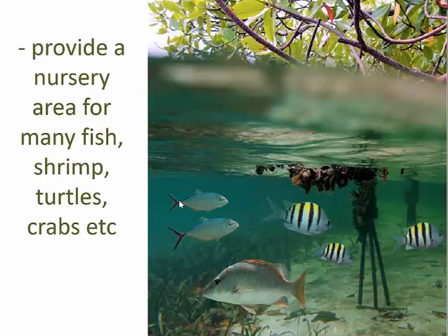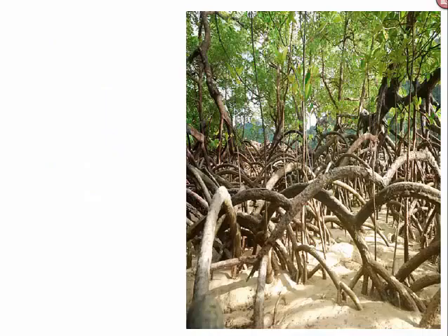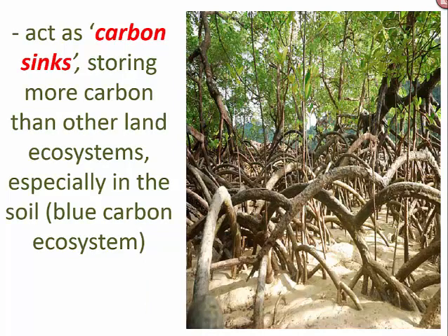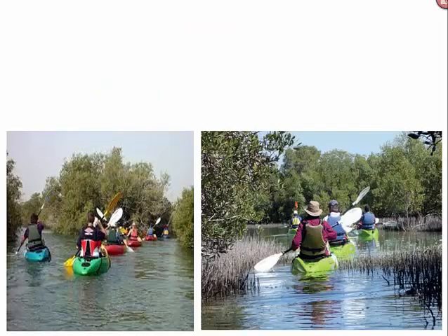If you look around the roots of the mangrove, you will see that it's like a nursery. It provides protection for many, many fish, including shrimp, turtles, and crabs. Now, a major part of the mangroves is that it acts as a carbon sink. It stores more carbon than many other land ecosystems. This is very, very important for that carbon transfer, CO2 to oxygen, that sort of thing.